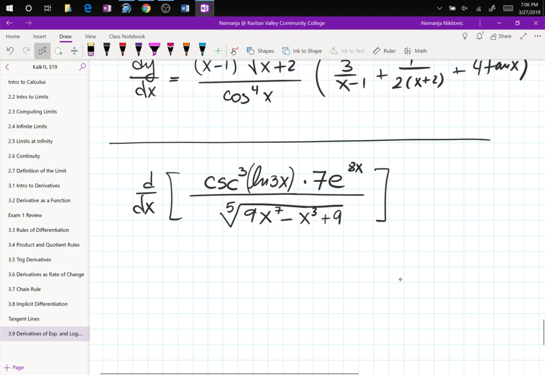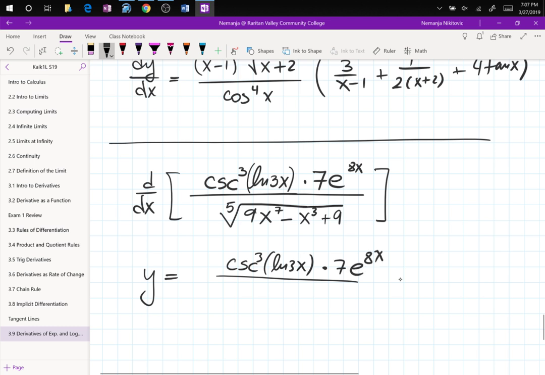No, it can be done like this. But let's take it easy. Do all the steps. So leave some space, y equals, leave some space, and then write your cosecant cubed of ln 3x times 7e to the 8x. Now I'm going to put my 5th root as a 1/5 exponent. So I have 9x to the 7 minus x cubed plus 9 raised to the 1/5.